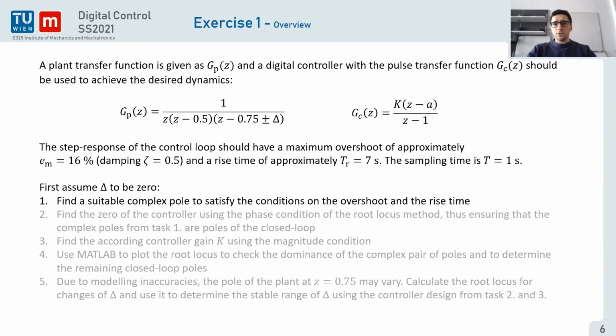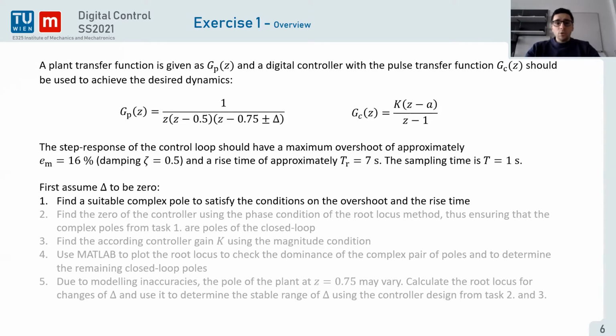The control structure is also defined, so it's k (z minus a) over (z minus 1). It has a pole at z equals 1, which corresponds to integral action. That means you are integrating the control error, which is quite nice to remove the steady state error. And then there's a gain k and a zero located at a that needs to be defined.